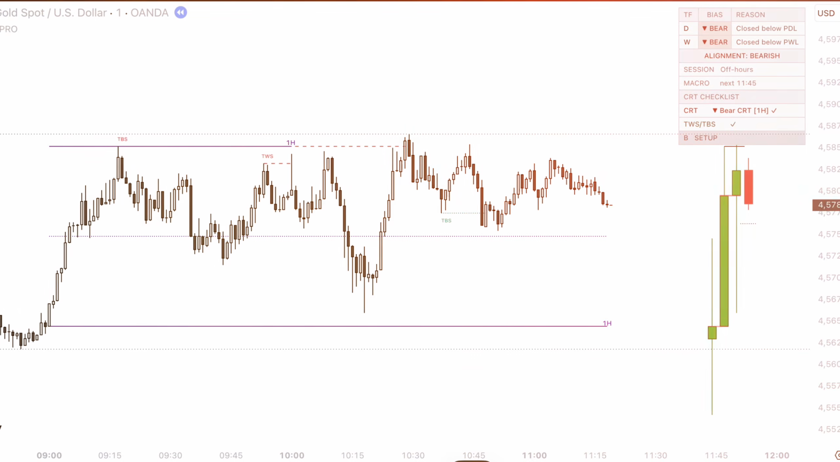I have also added some great new features that will make your trading much better. Let's jump into the chart and I will show you what's new.